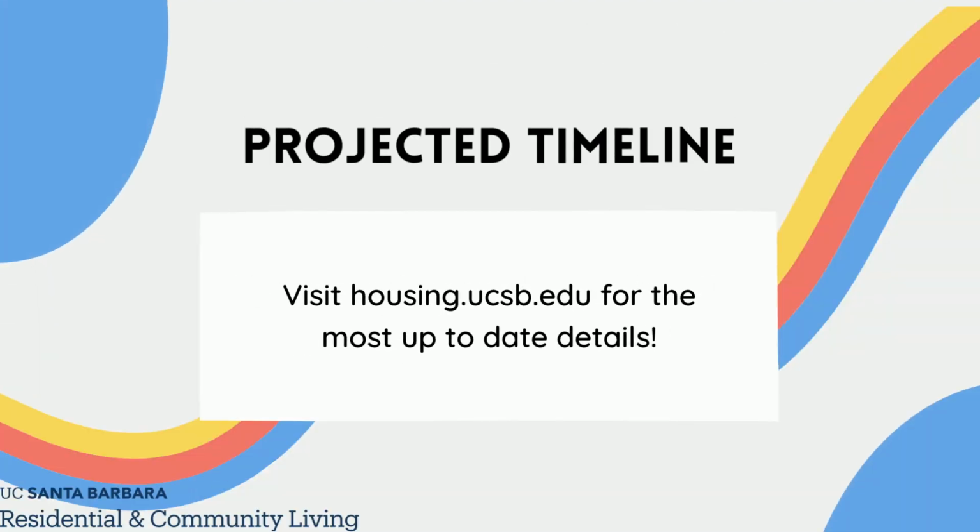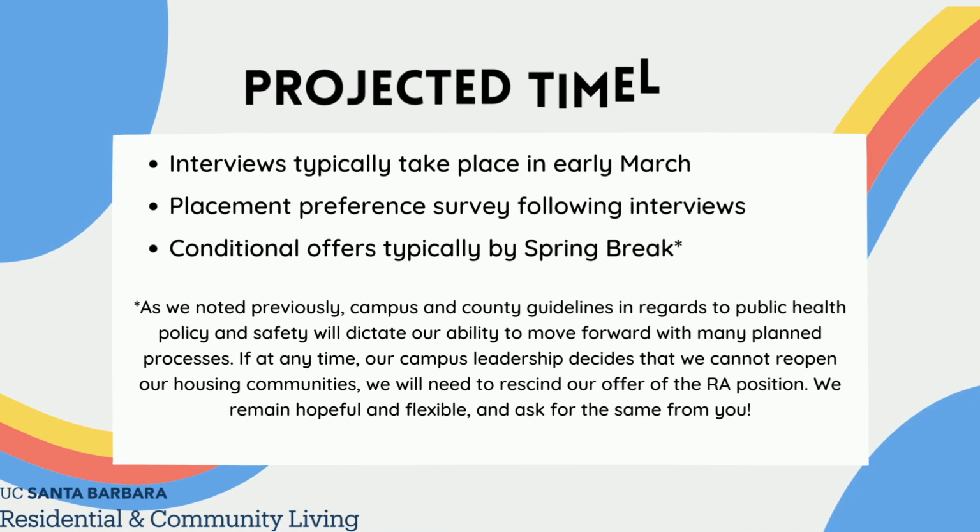You can find this year's application timeline on the RA selection website at housing.ucsb.edu, or you can find it linked to our Instagram account at UCSB RA selection. Please note that late applications will not be accepted under any circumstances, so be sure to get your application in on time. We will be moving quickly through our selection process, as we expect to have everything wrapped up for you by spring break at the latest.